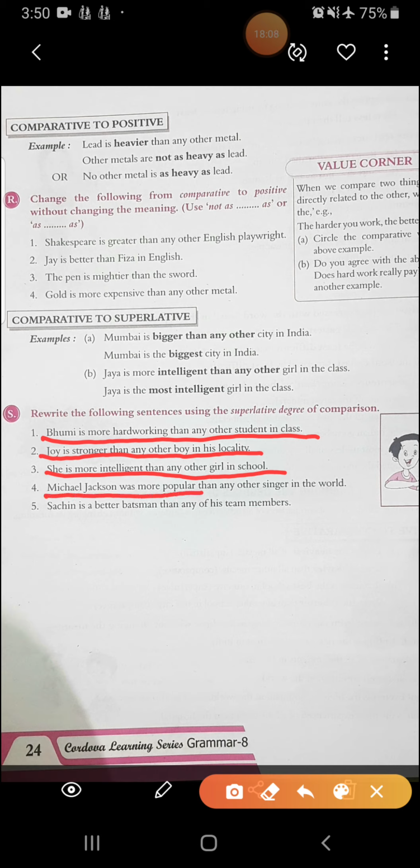Michael Jackson was more popular than any other singer in the world. Michael Jackson was the most popular singer in the world. Then Sachin is a better batsman than any of his team members. Sachin is the best batsman among his team members. Alright, let's see the last exercise in written form.